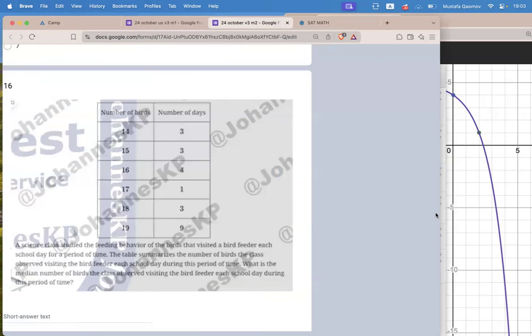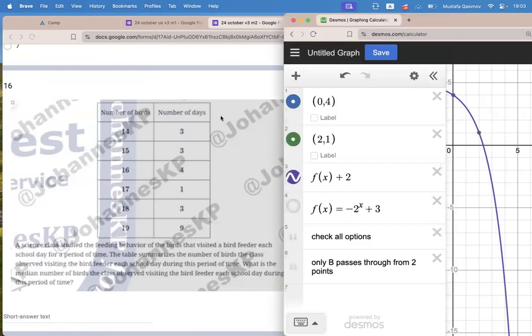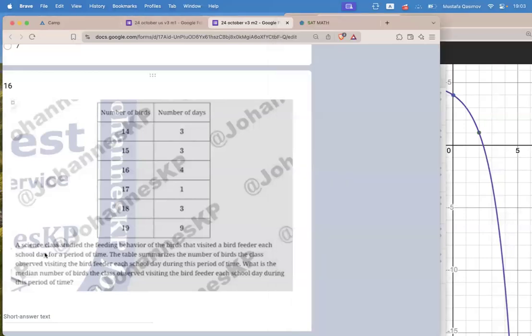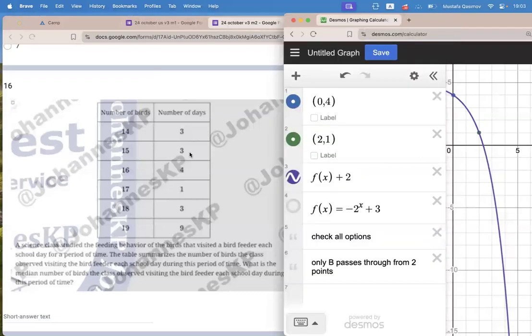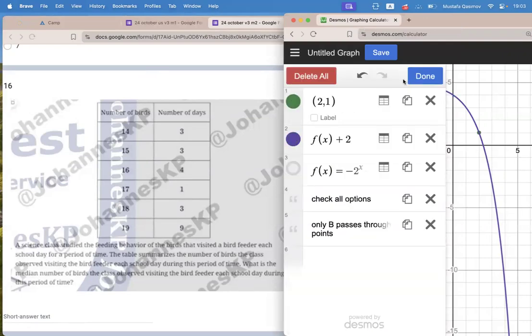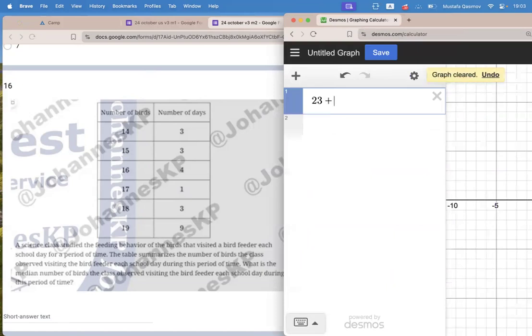What's the median number? For this type of question, you have to add all of them. 3, 3, 6, 10, 11, 14 and 23. 23 plus 1 over 2 is equal to 12. And what's the 12th from here? 3, 3, 6, 6 plus 4, 10, 10 plus 1, 11, 11 plus 3, 14. So it is 18. The answer is 18.